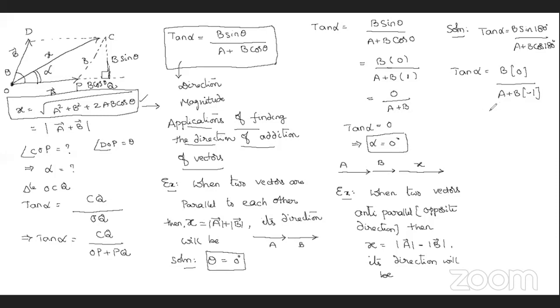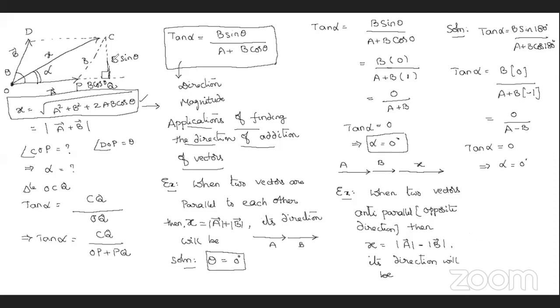So here, B into 0 is 0. 0 by A minus B, all together you get 0. Then tan alpha is equal to 0, that implies alpha equals 0 degrees.